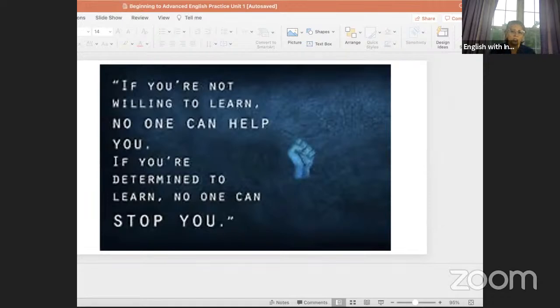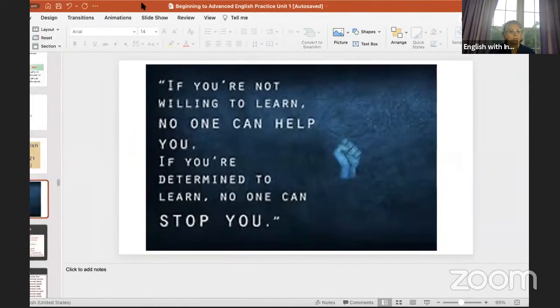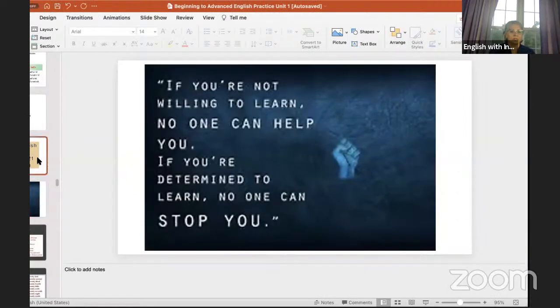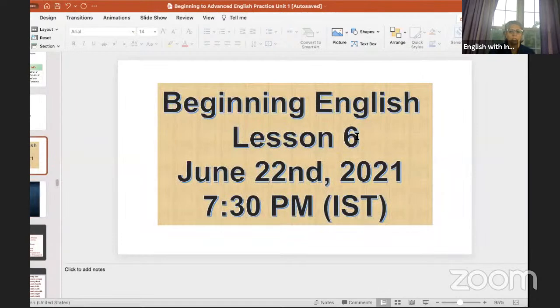Then after that, we will talk about 5 W's, we will practice. We will be creating sentences, and then the last item will be talking about stories. So let's see. I am going to show you the numbers. Before I move on, as you know, this is actually our lesson 7. And today is June 22nd, and the time, Indian Standard Time.